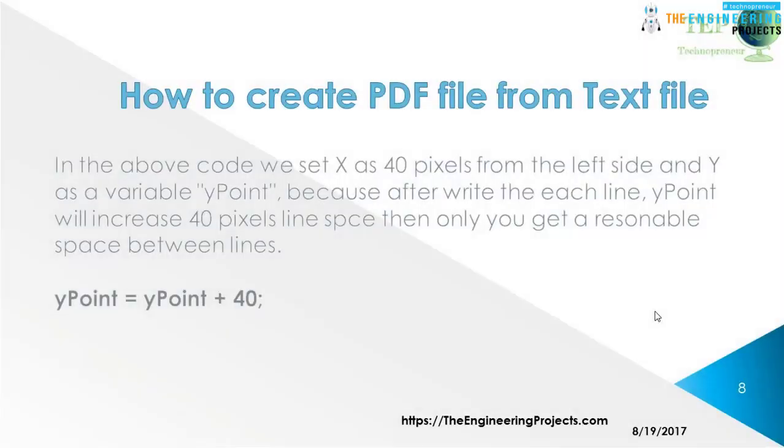In the above code, we set x as 40 pixels from the left side and y as a variable, y point, because after writing each line, y point will increase by 40 pixels of line space. Only then do you get a reasonable space between lines, such as y point is equal to y point plus 40.